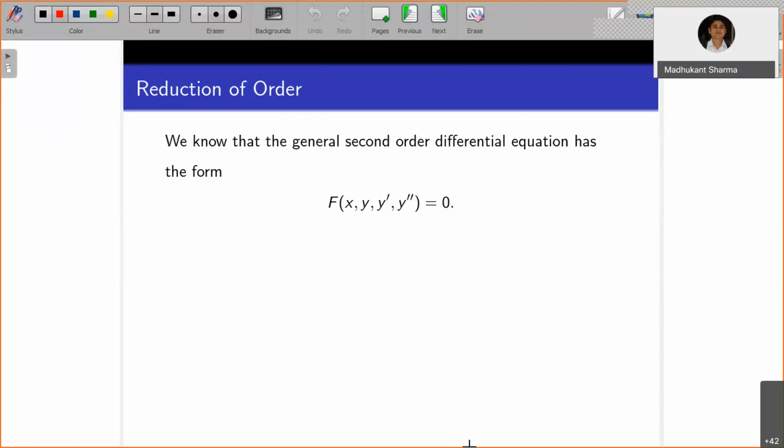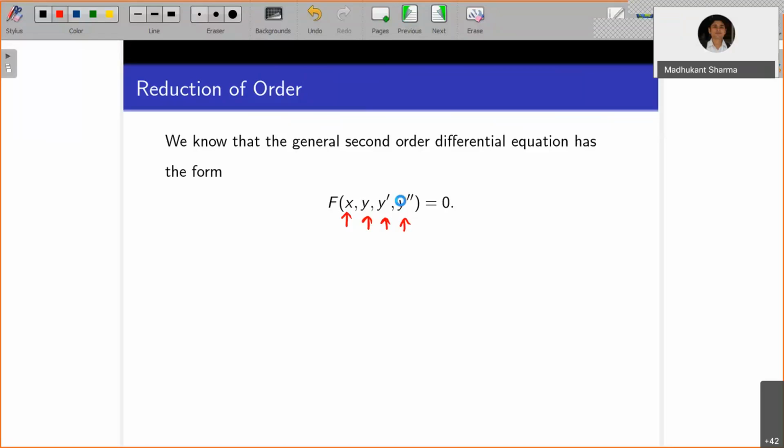Okay, means we can reduce the second order differential equation to first order differential equation. So there are some special cases that we can handle specially, as in the first order differential equation. The general second order differential equation will involve x, y, y dash and y double dash. It may be linear, it may not be linear.